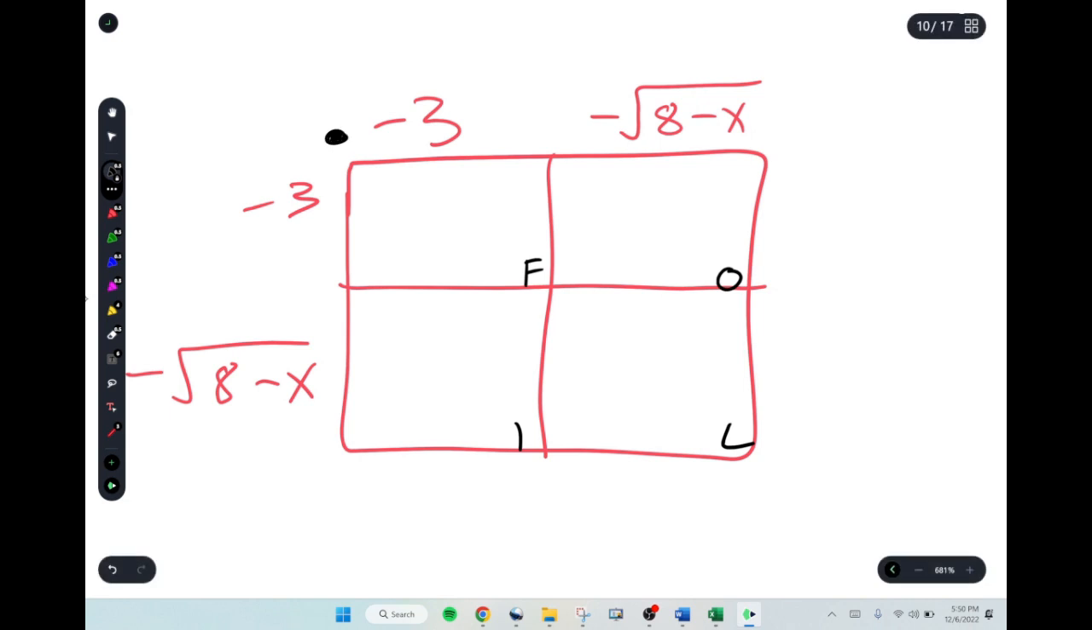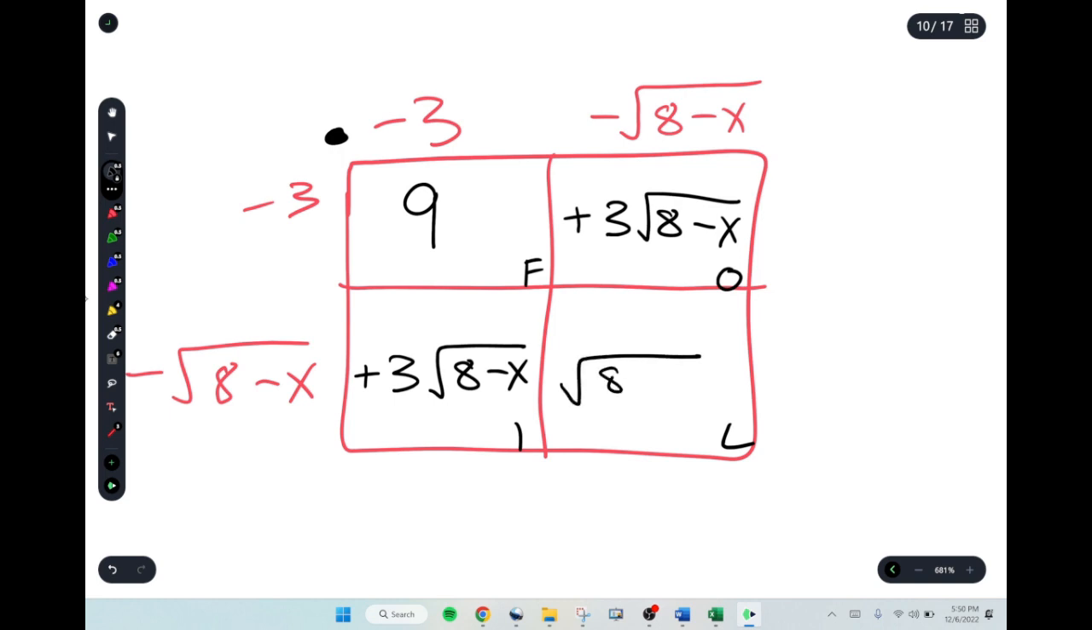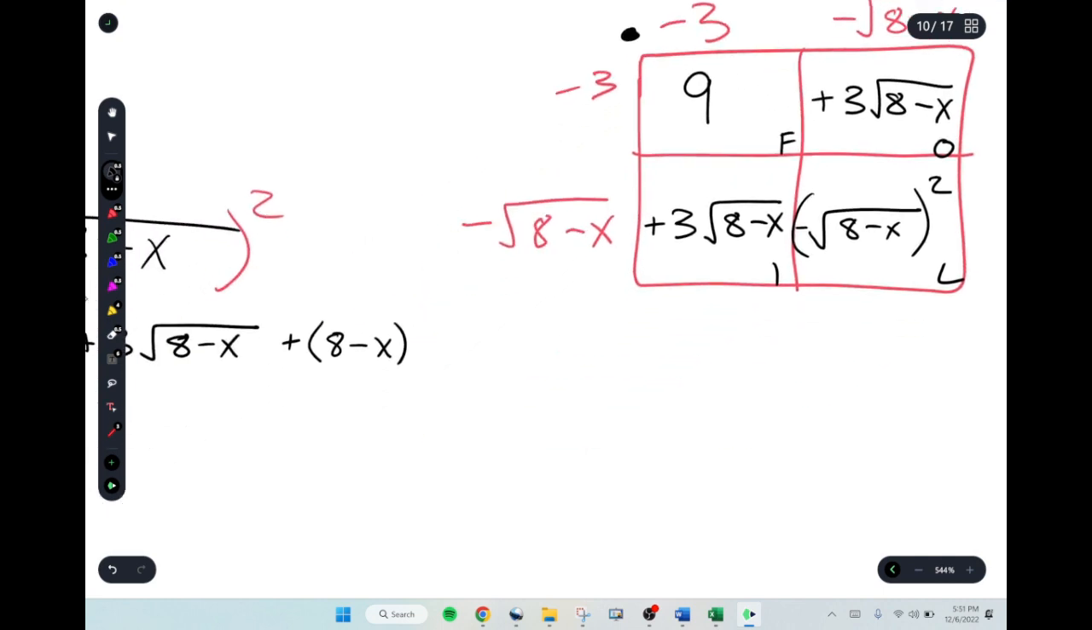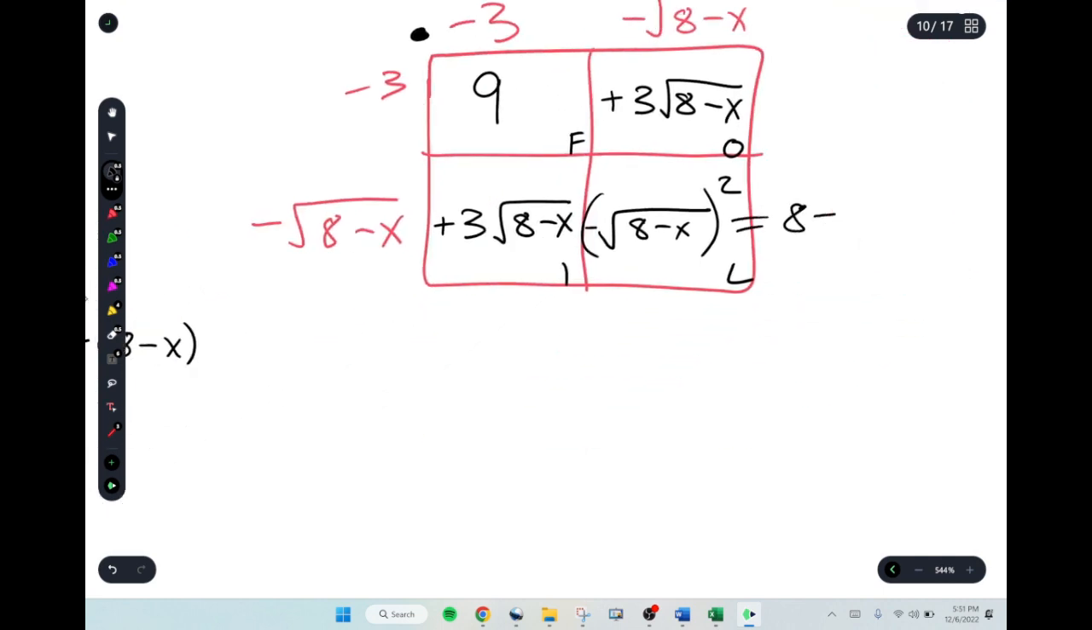What's -3? And this is a times sign, right? 9. A negative and a negative make a positive. Can't combine them. Don't even try. Square root of 8 minus x, squared, which kills the square root, right? Which is where I got that 8 minus x from. Cool.